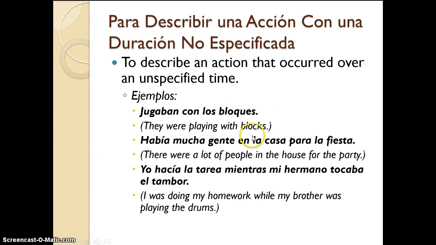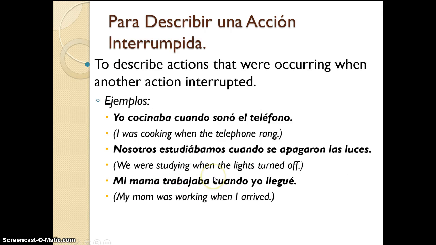Dos, había mucha gente en la casa para la fiesta. There were a lot of people in the house for the party. I'm describing what was going on at the party without being too specific. I'm just describing the condition that the party was in. There were lots of people. Yo hacía la tarea mientras mi hermano tocaba el tambor. I was doing homework while my brother was playing the drums. There's no specific time for either one of these actions, which means it would be in the imperfect.